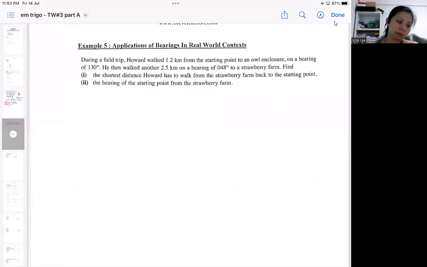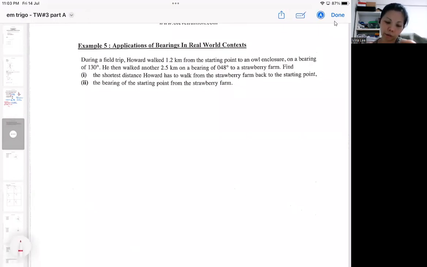So this one is also another example of bearings in a real world context, but this one is a lot harder because it doesn't come with a diagram. It doesn't come with a diagram, and your job is to draw out the diagram first before you can know what's going on. So the approach here will be, you read the question first.